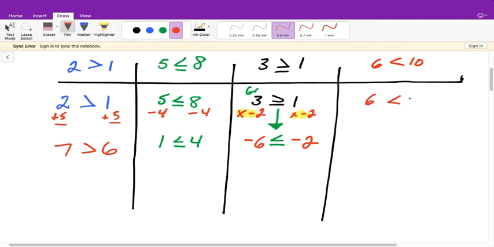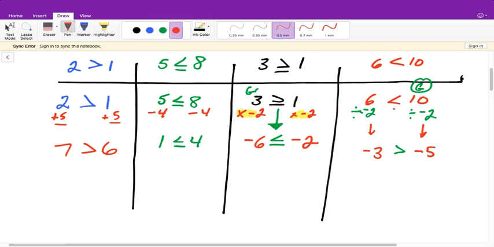If I do 6 is less than 10, let's divide by negative 2. I know it ends up being the same numbers that we just had, but let's divide by negative 2. What happens when we divide by a negative number? 6 divided by negative 2 is equal to negative 3. 10 divided by negative 2 is negative 5. It started out that the right-hand side was greater, but after we divide both sides by the same negative number, our inequality sign needs to flip because negative 5 is no longer greater than negative 3. It's actually less than.